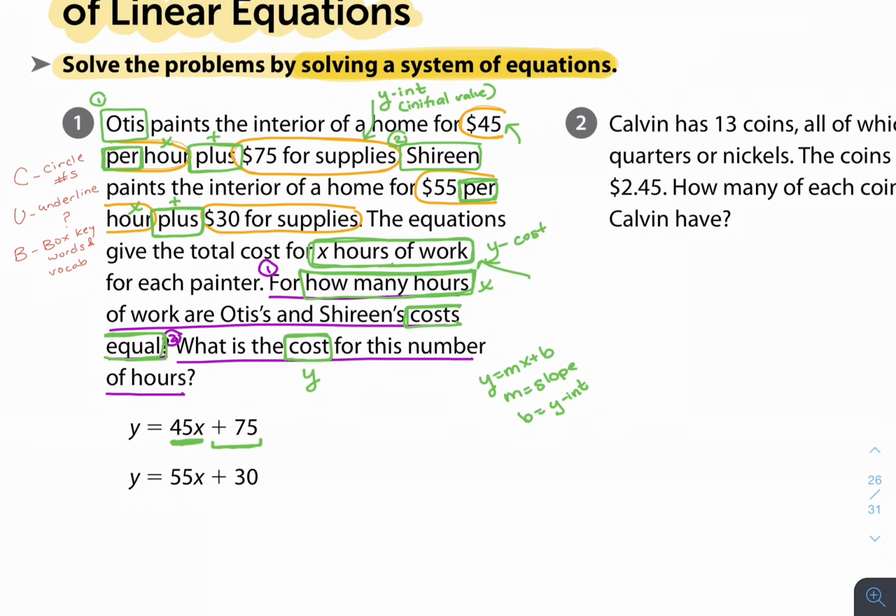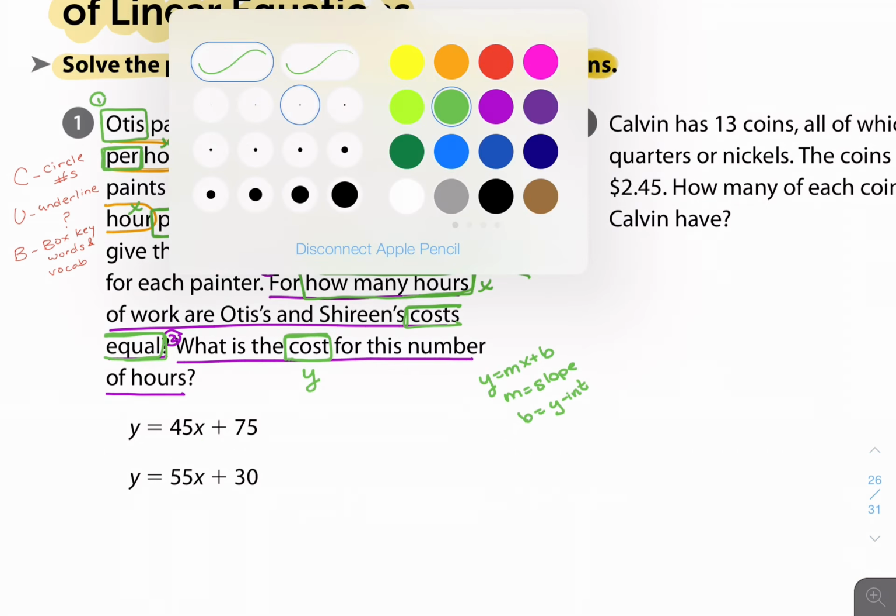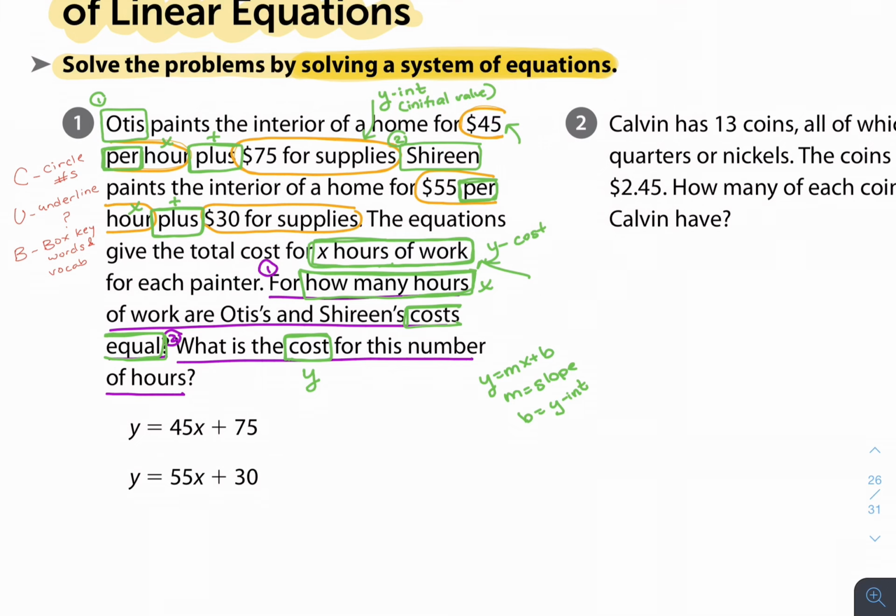So now if we look at Shireen's, Shireen paints for $55 per hour. That's where this 55 comes from, plus $30 for supplies, and boom, the y-intercept, $30, is expressed in this equation. So we have both of our equations. It is now time for us to solve it by using substitution or elimination.